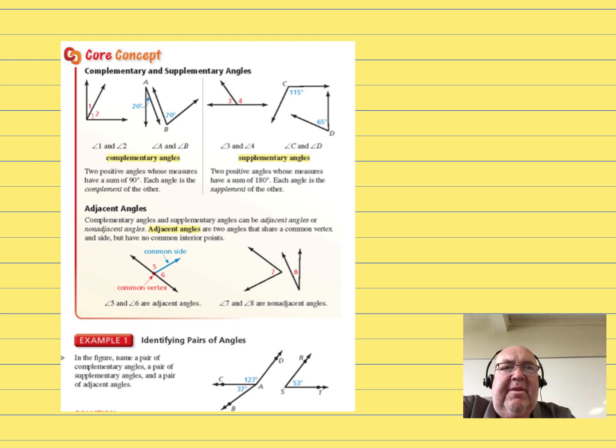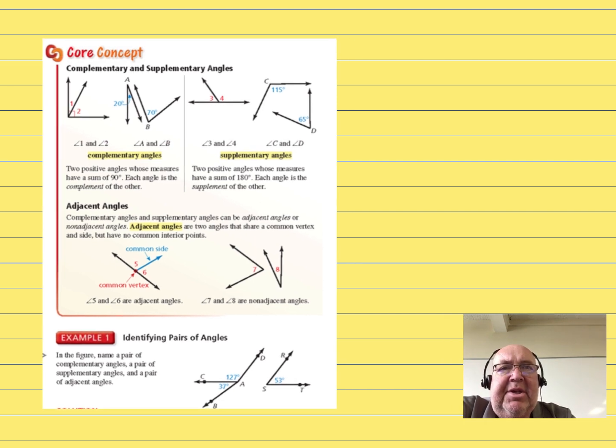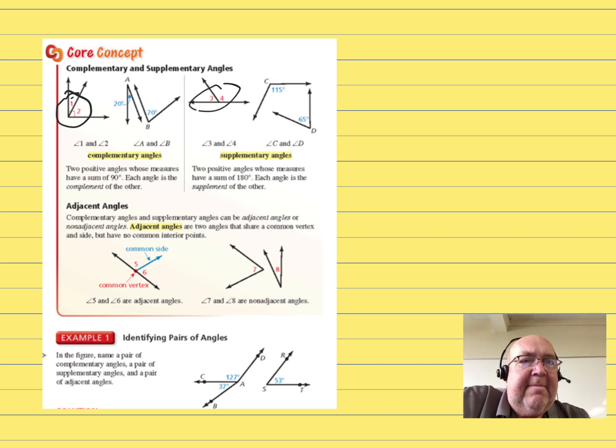So by definition, if they're on the same line and share a vertex, they're going to add up to 180 degrees. If you have the little square in here that tells you that that's a right angle, then angles 1 and 2 are going to add up to 90 degrees. Angles that share the same vertex are called adjacent angles, and angles that are not connected by a vertex are called non-adjacent.